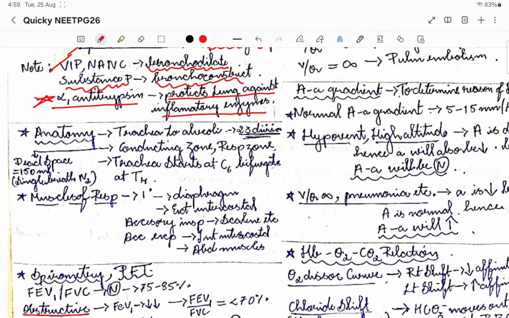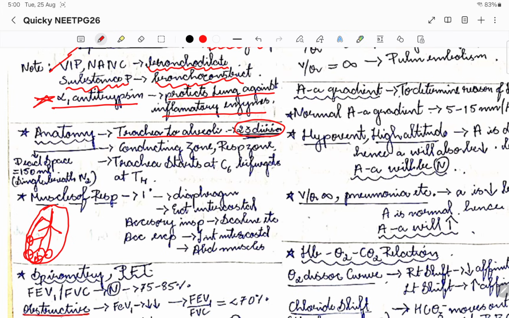Now coming to the specifics of anatomy. Please remember, from trachea to alveoli there are 23 divisions. If this is the trachea, it starts dividing into bronchi and bronchioles, down to the terminal bronchioles. Finally there will be the conducting zone and the respiratory zone.